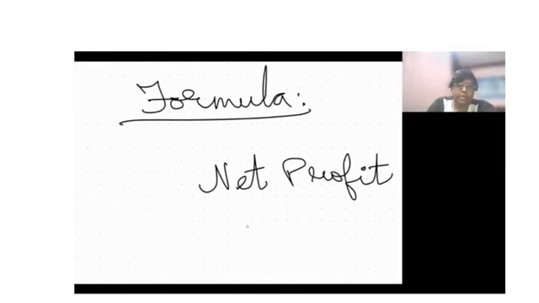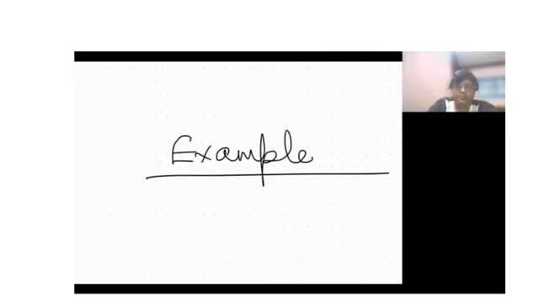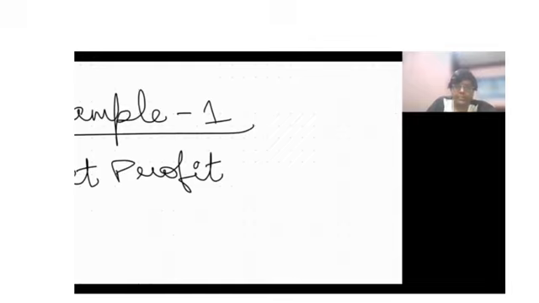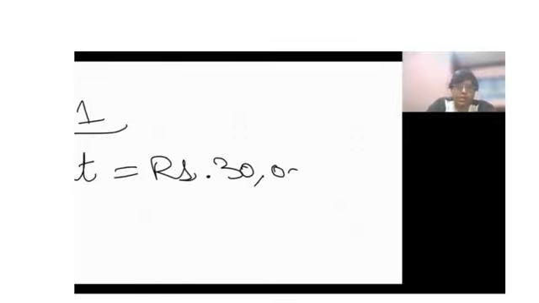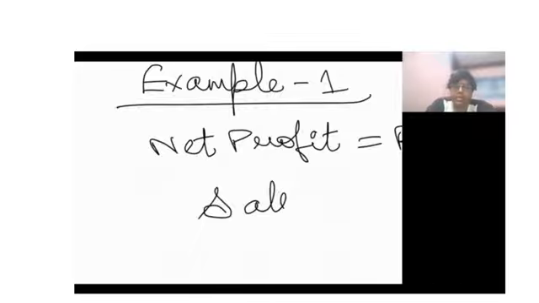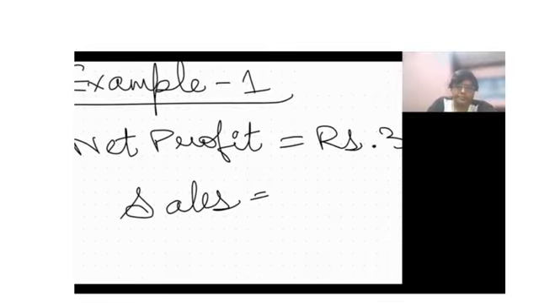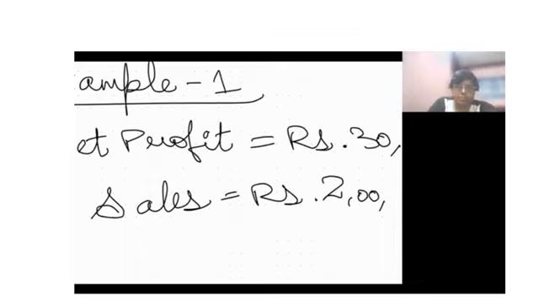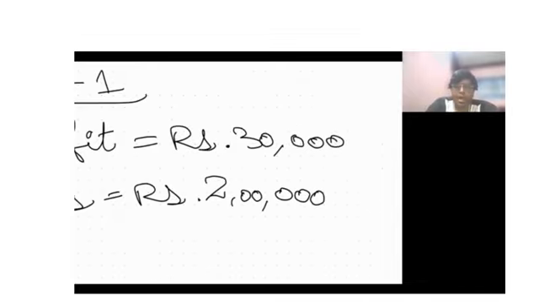So for this, we are going to do example number 1. Net profit equal to rupees 30,000 and sales equal to rupees 2 lakhs. What will be the ratio?